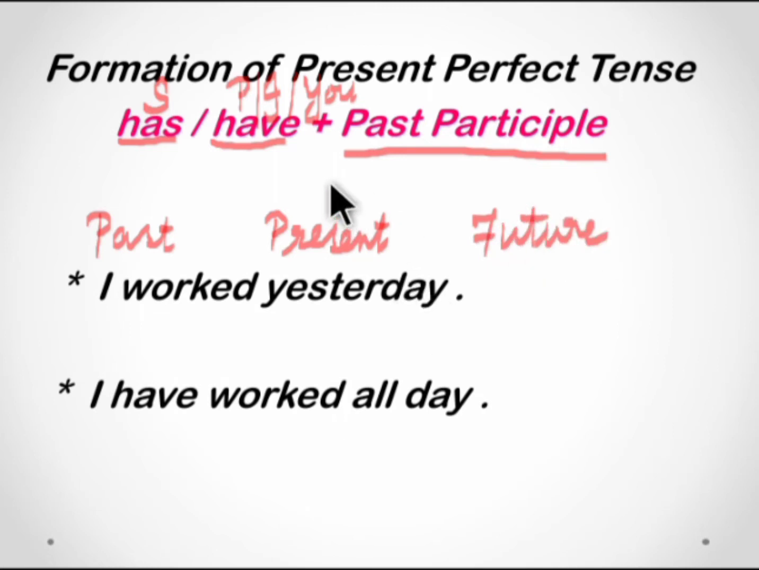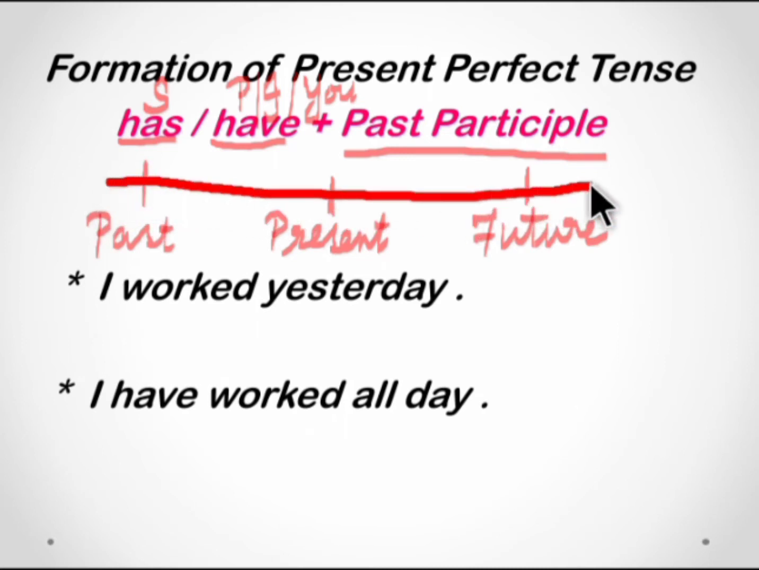We have the present time. This is the present time. We have the future time here, and we have the past time here. Let us have a small line to represent the tenses, the timeline where the time passes.